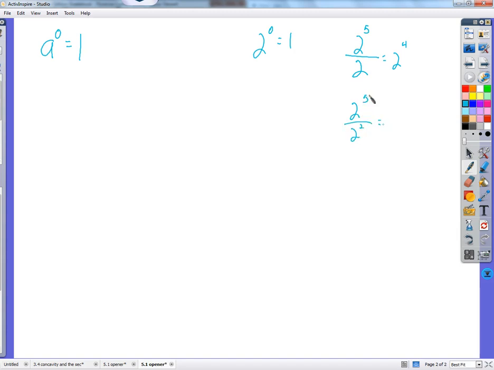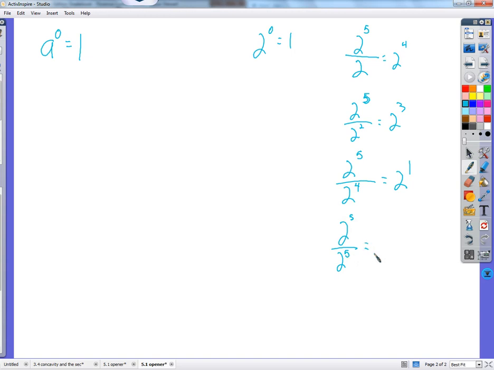2 to the 5th over 2 squared. It's 2 to the what? 2 to the 3rd. Right. 2 of these factors cancel out 2 of these factors. You're left with 3 factors here in the numerator. 2 to the 5th over, we'll jump all the way up to 2 to the 4th. 2 to the what? 1. 2 to the 1, because we're doing 5 minus 4 is 1. 4 factors get canceled out. These are 1 factor of 2. So now we get 2 to the 5th over 2 to the 5th.